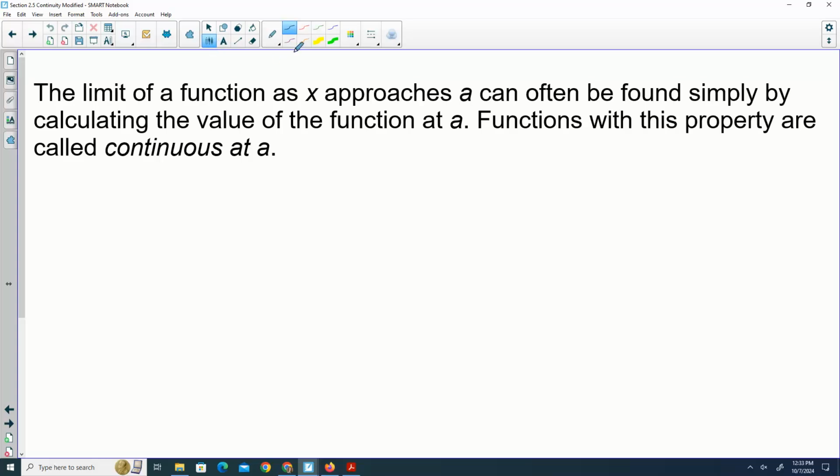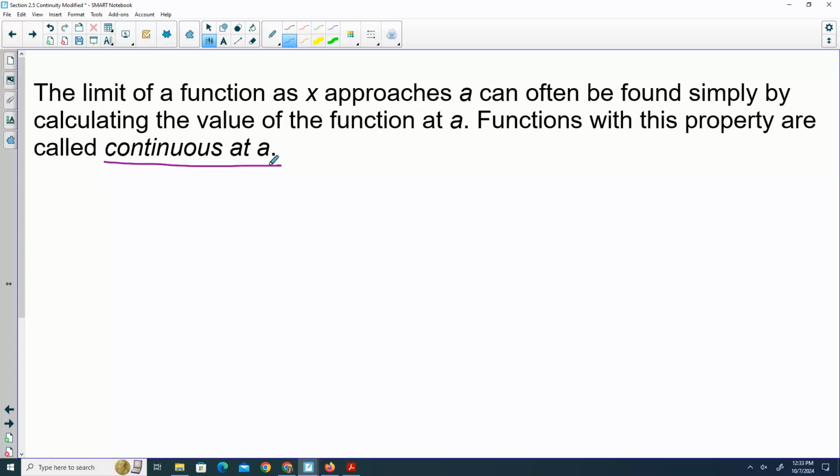All right, so continuity. We talked about being continuous back in college algebra and pre-calculus, and we said if something is continuous, that means you can graph it without picking up your pencil, essentially. We have a better definition now, a little more precise. Continuous has to do with the limits. It says the limit of a function as x approaches a can often be found simply by calculating the value of the function at a. Functions with this property are called continuous.